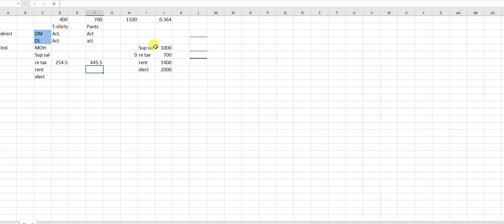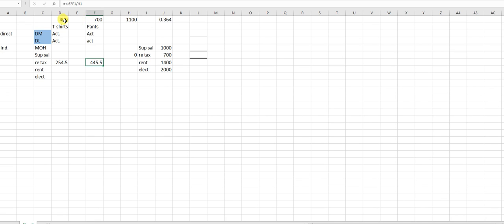So basically, when I get to overhead, I apply it on some method. So it's just a ratio. And you have done ratios your entire life, so please do not make this complicated. All we're doing is saying, okay, the real estate taxes on the whole building is 700. How do I split it between t-shirts and pants in a method that makes sense? And I'm going to do it based on square footage.